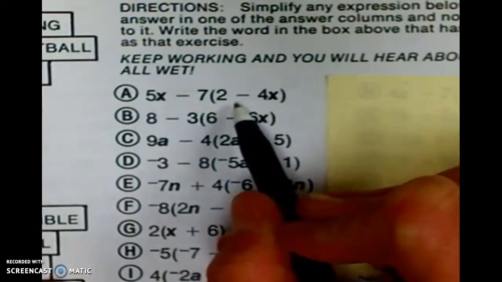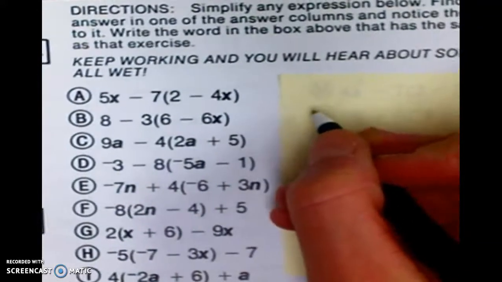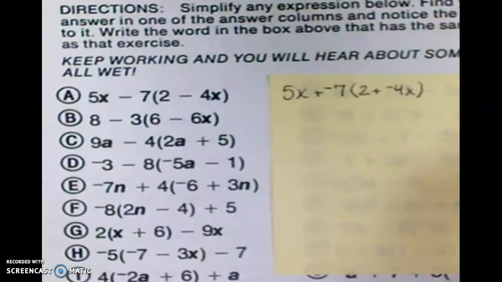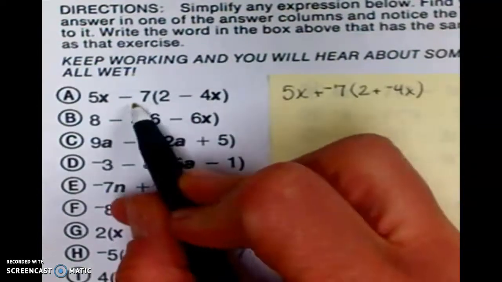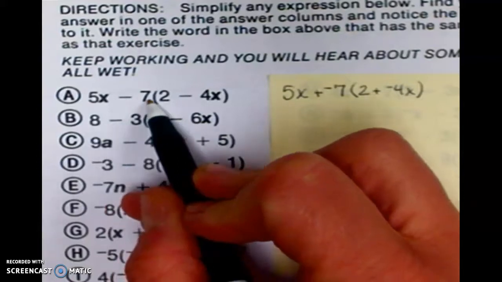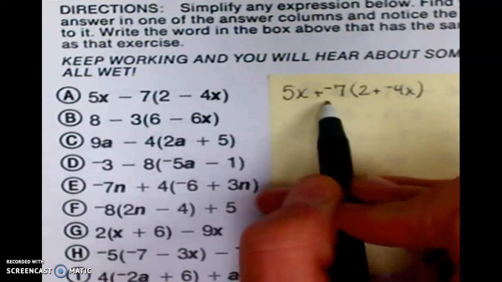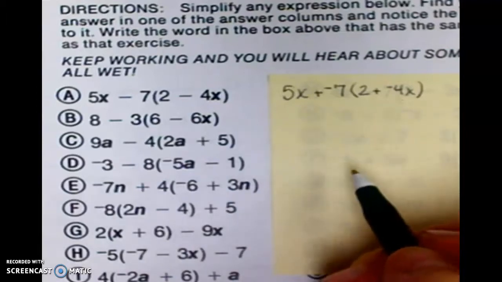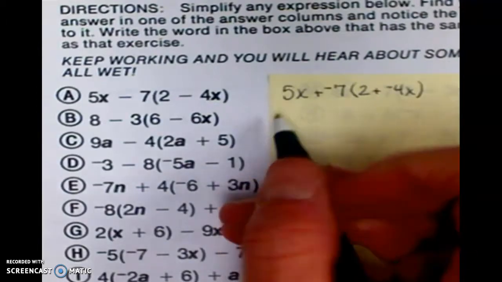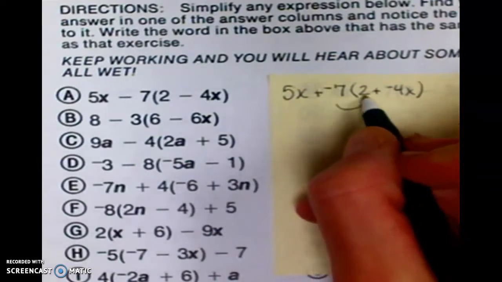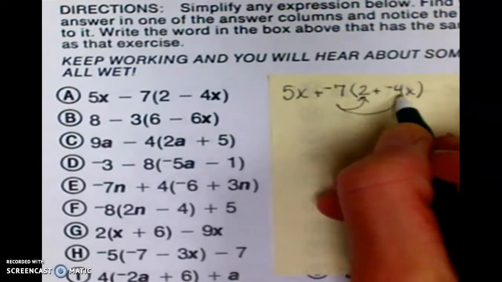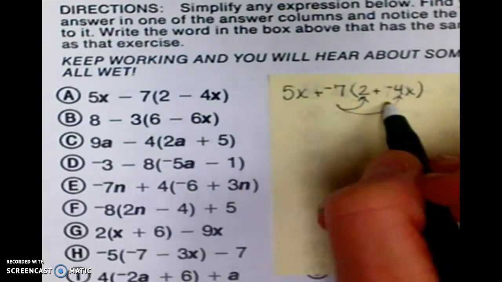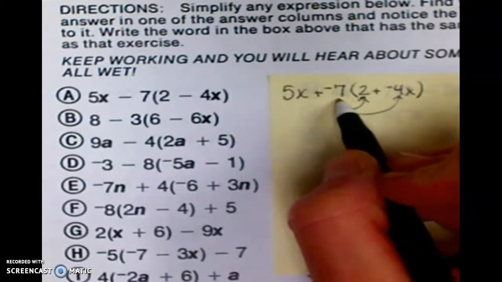I don't have enough room here to show my work, so I'm using this post-it note, and I'm going to rewrite the expression first. When I rewrote the expression, I changed my subtract to add and the second number to its opposite, and I did that over here so that I wouldn't mess up my integers. The first thing I'm going to do in these problems is use the distributive property, because the parentheses say do me first, so I need to deal with what's going on there first. So I'm going to distribute the -7.